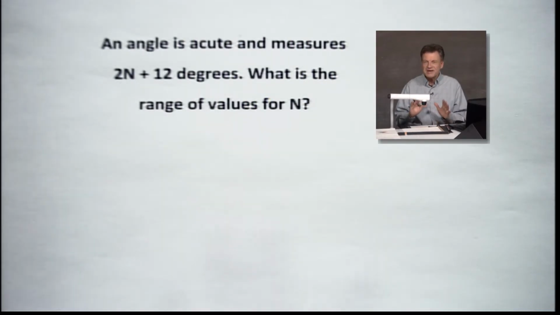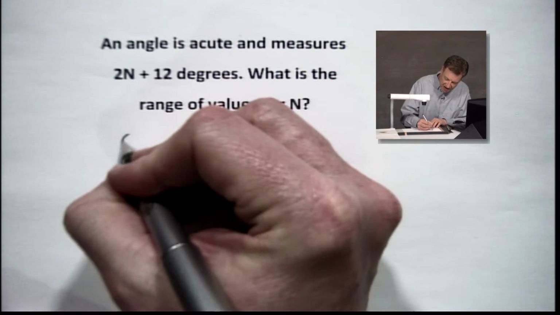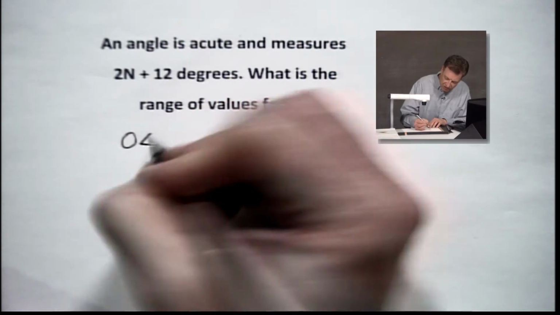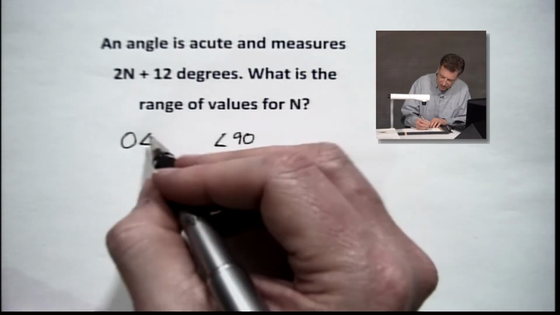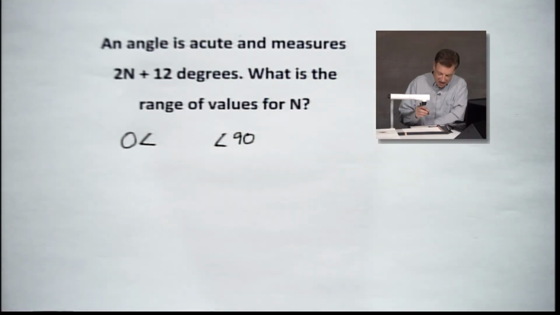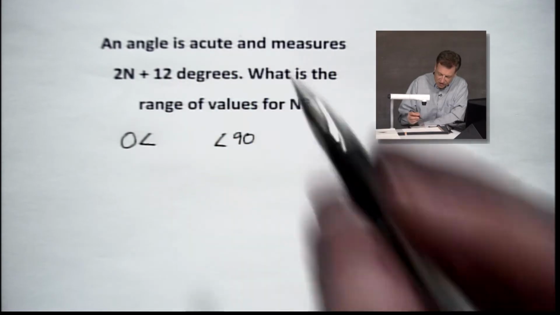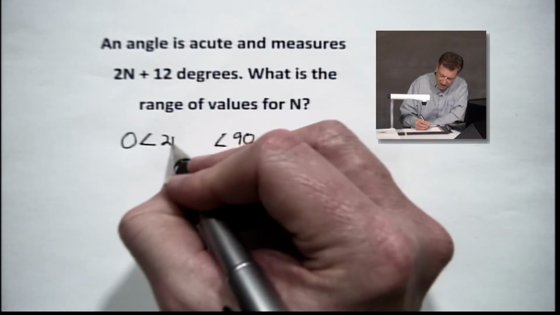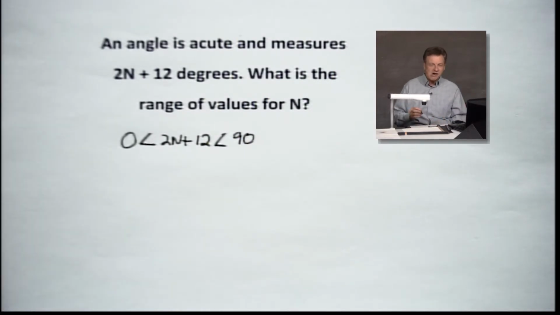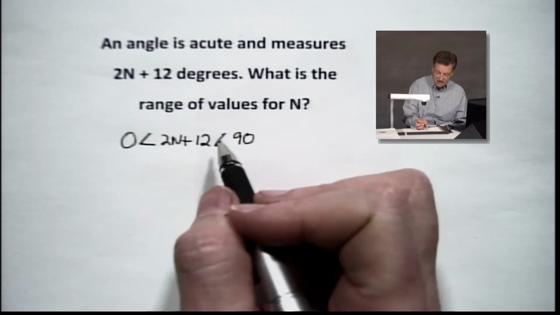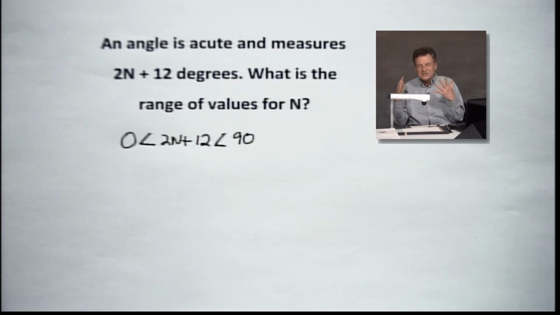We're going to use an algebra combined inequality format for today. So we're going to start off with saying our range of that angle is somewhere between 0 and 90, and those are less than symbols. But we're going to put in this angle degree measure, 2n plus 12. This is a less than, this is a less than, so I'm saying somewhere between 0 and 90. That's what this really says.